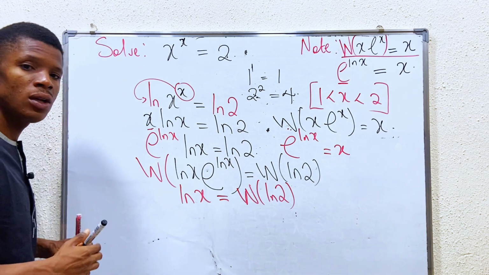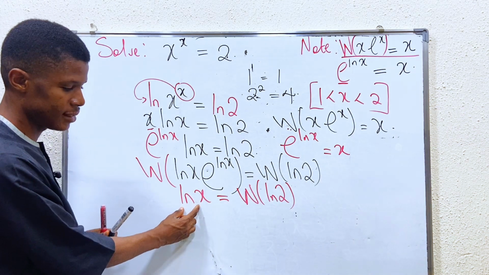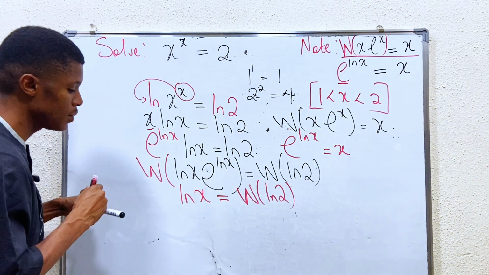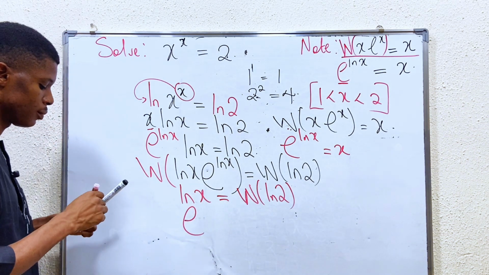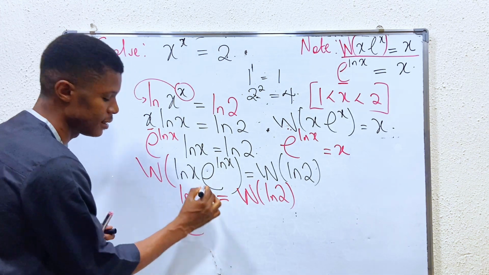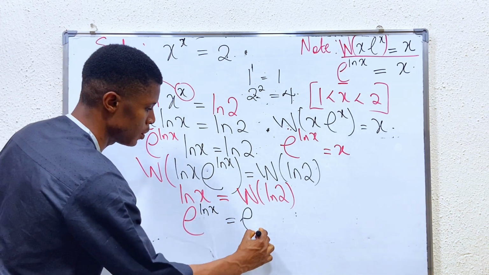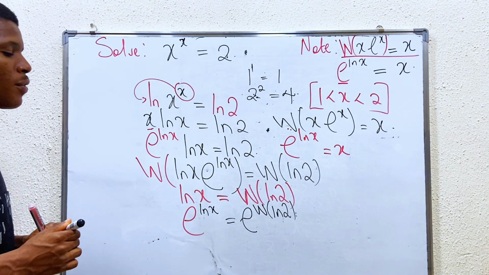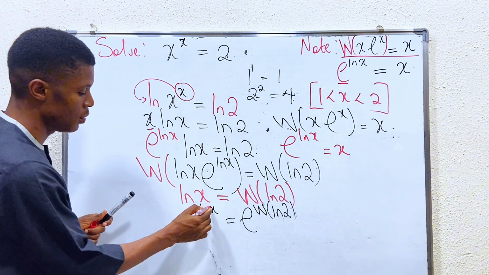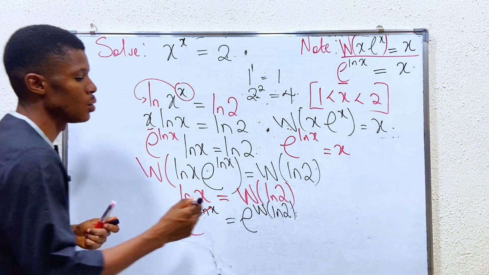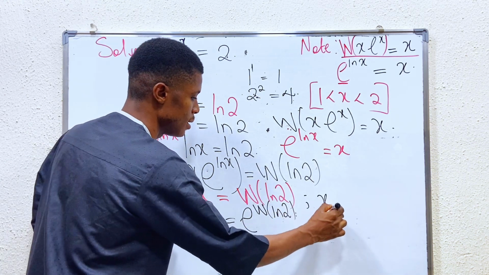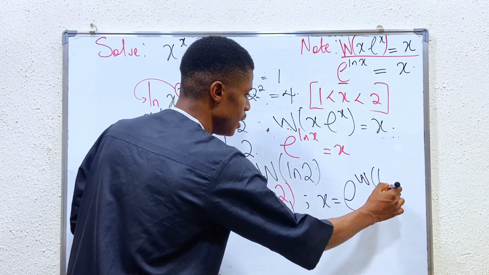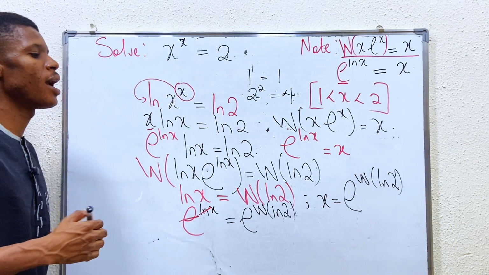But here, our goal is actually to find x, not ln x. So to remove this ln x, we take the exponents on both sides. So we can now say exponential of ln x is equal to the exponent of the W function of ln 2. You can now see that this exponent will remove the ln. So the actual value for x is equal to the exponential of the W function of ln 2. And that's the required solution.